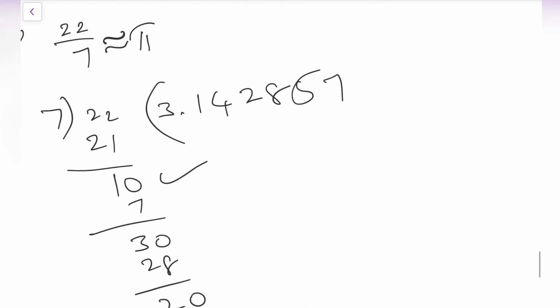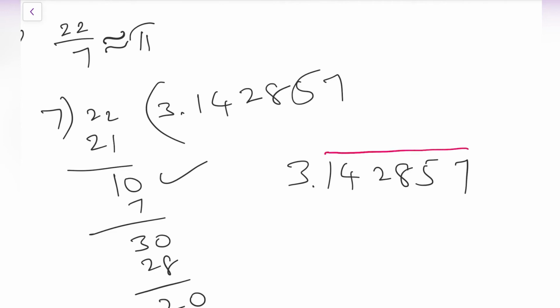So this one we got in the first step, 1. So it means the 22 by 7 value is 3.142857. This total set will repeat every time. 142857 will repeat. 3.142857, 142857, 142857, and it continues like that.